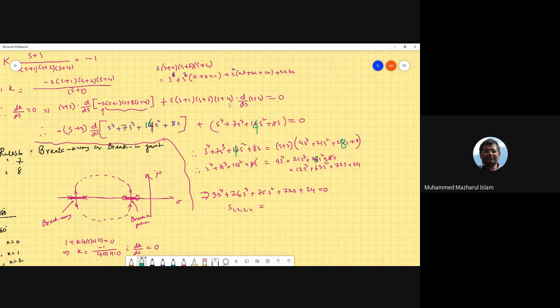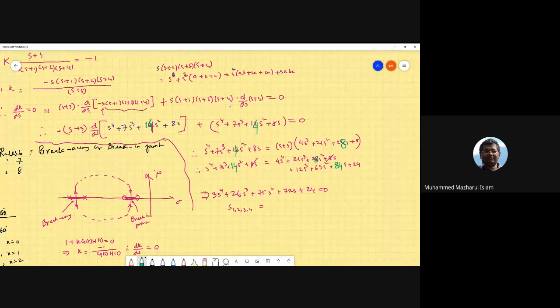S square, and then 3 times 28 is 84, right? So let's correct this again. So now possibly it will produce the proper results. This will be 14, not 12.